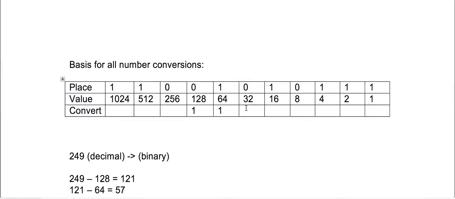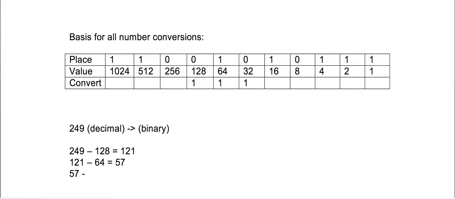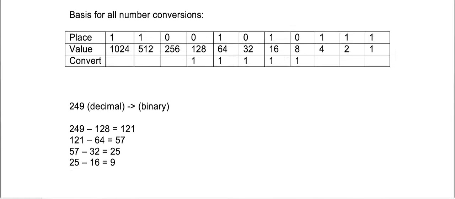57, the number that's less than or equal to it is 32. So same calculation again, 57 minus 32. In this case, I have 25. Same process again. Number that's less than or equal to 25, 16. 25 minus 16 leaves me with 9. 8 fits in, that's perfect. So 9 minus 8, I've got 1.